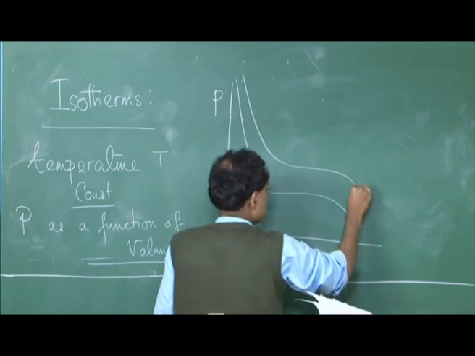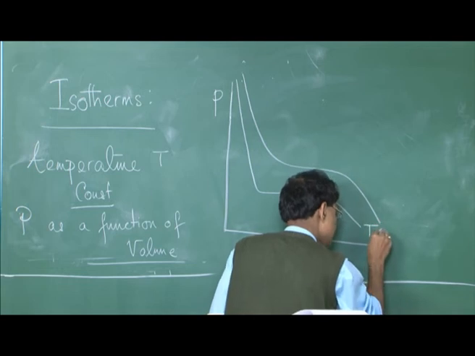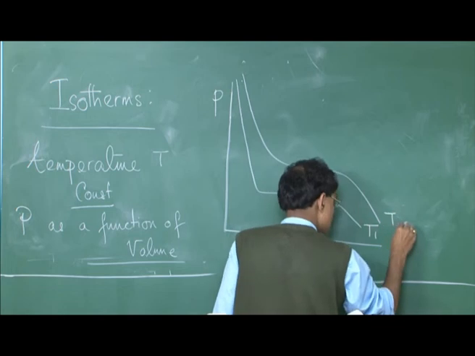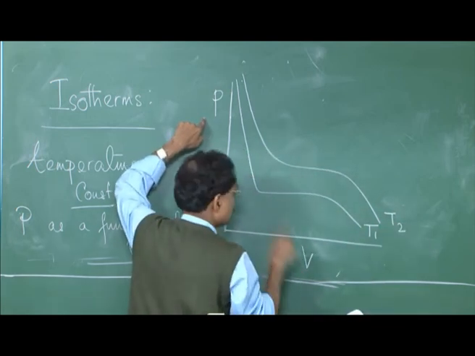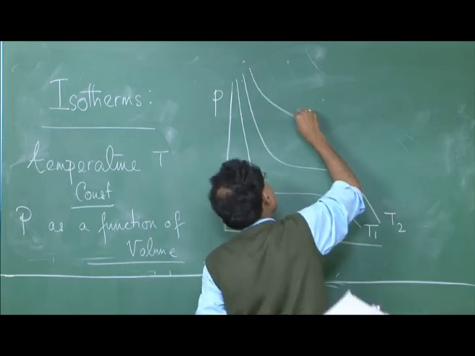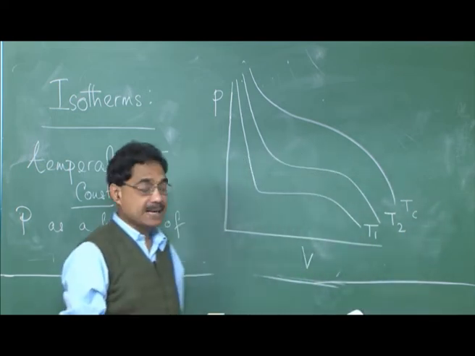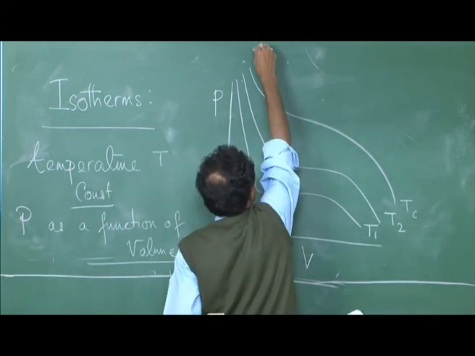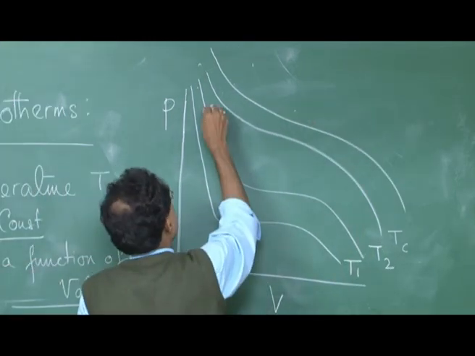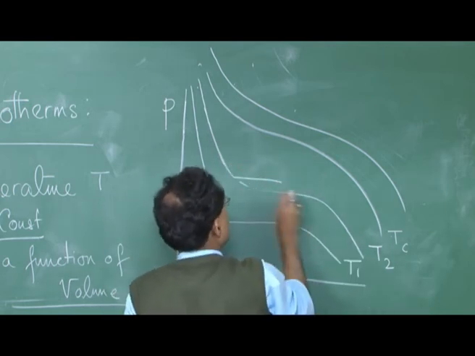For a temperature T1, this is for a temperature, let us say T2, pressure as a function of volume, this is T1, T2, let me plot some particular temperature, I am calling it Tc or the critical temperature, and above this, this is my curve. Now see, let me make this curve slightly more realistic.